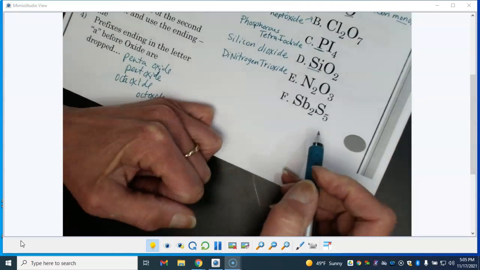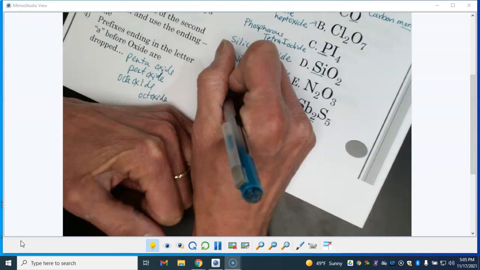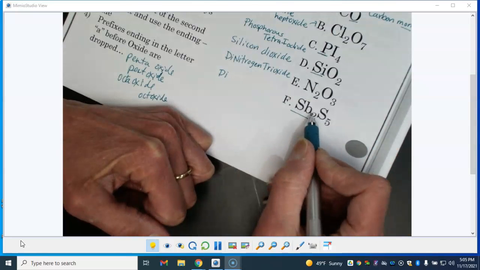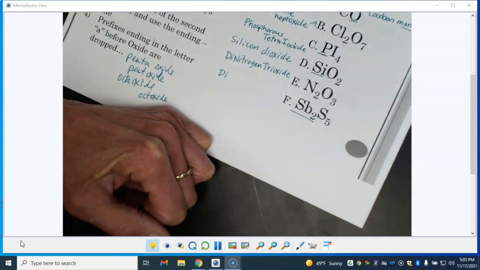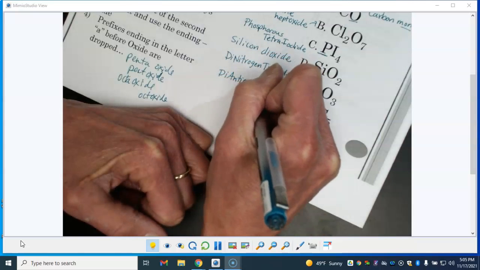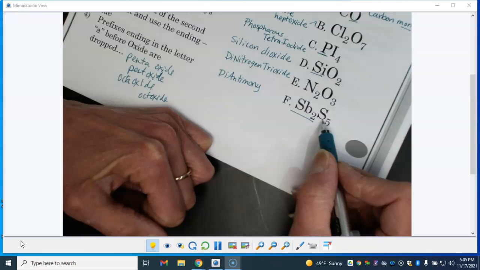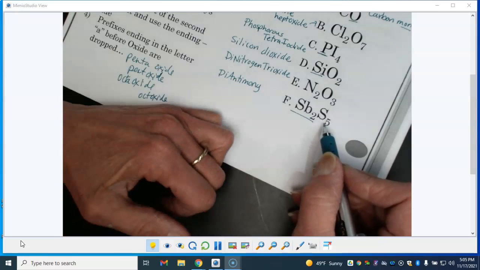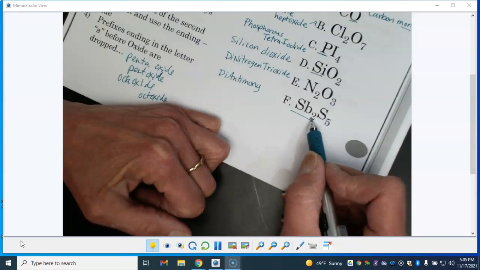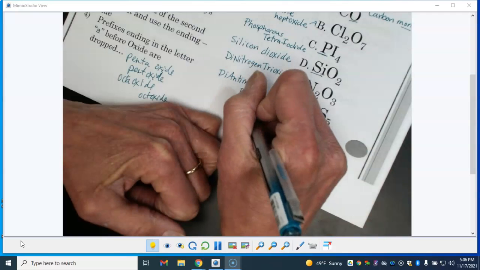Let's move down here. Sb, I've got two of them, so two means di. Sb is antimony, so it's diantimony. That's my first element. Prefix for 5 is penta. So the S is sulfur. So we're going to drop the UR and add IDE. So this is going to be diantimony pentasulfide.